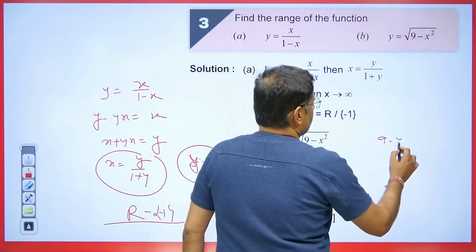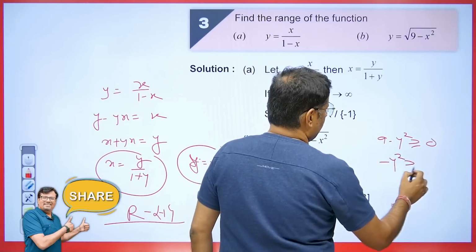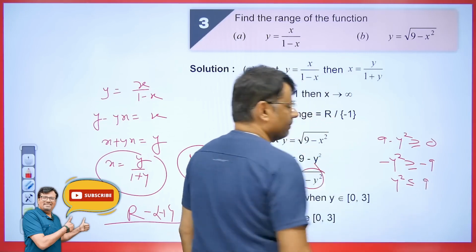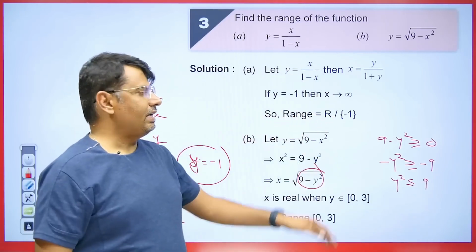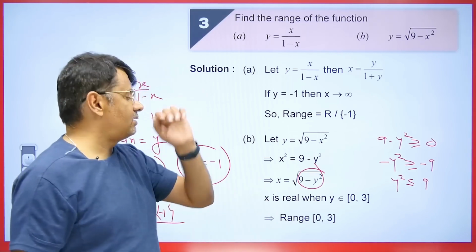Like if I say 9 minus y square. So in this it is 0 or more than 0, right? So minus y square will be greater than or equal to minus 9. So y square is less than or equal to 9. Am I right or not? After calculating the value, the root is 3. Mod y is less than or equal to 3. This means it will be between minus 3 and 3.